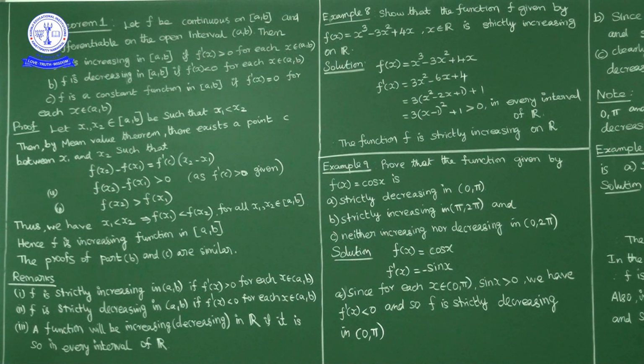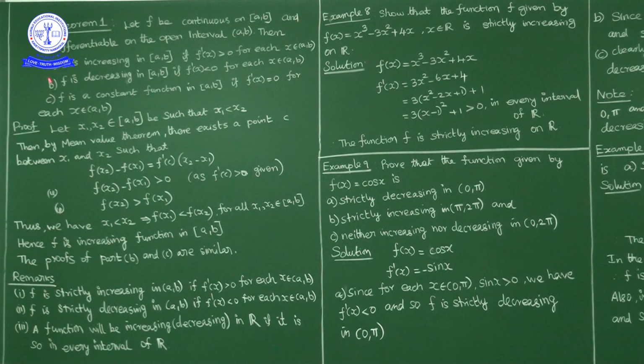Okay. Now write x2 minus x1 on the other side. So what we have, f of x2 minus f of x1 is equal to f dash of c into x2 minus x1. Okay. Now this is positive, f dash of c is also positive, given. So what we have, f of x2 minus f of x1 is greater than 0, f of x2 is greater than f of x1. What we considered, x1 is less than x2 and we proved that f of x1 is less than f of x2. Okay. So f is an increasing function in closed interval [a, b]. Similarly we can prove the second one, third one also.